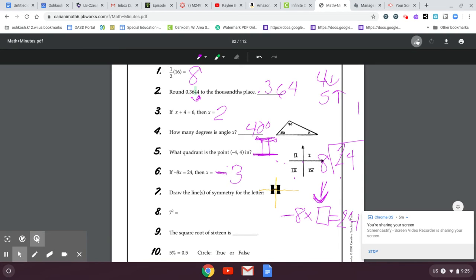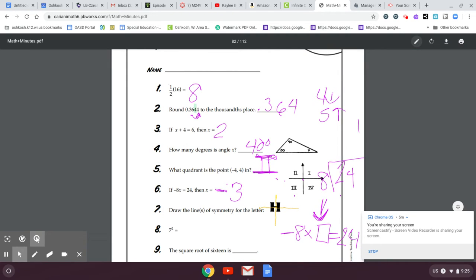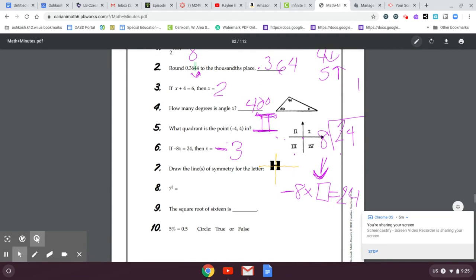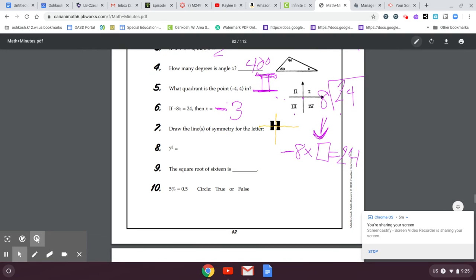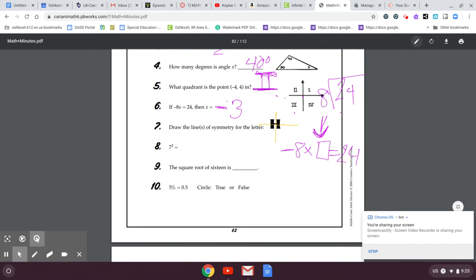Now, I already drew the line of symmetry because I'm struggling a little bit with my stylus here drawing it, so it took me a while. So we have 2 lines of symmetry for this letter H, a vertical line going right down the middle, and then a horizontal line going across the middle as well.